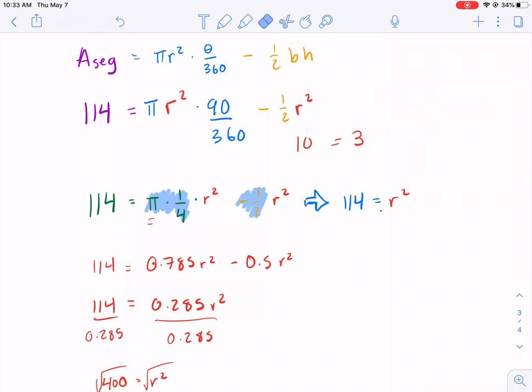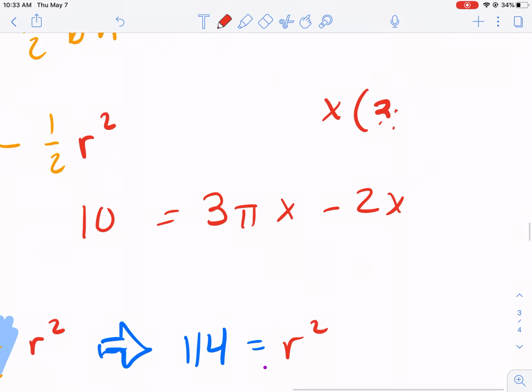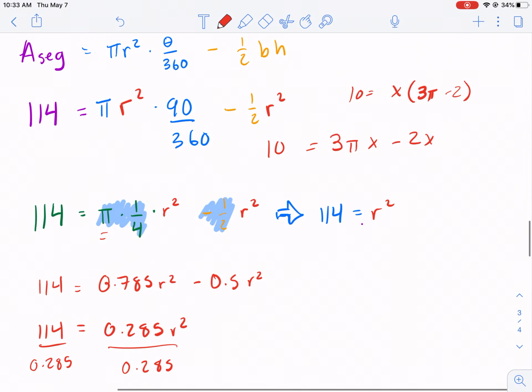This would be especially useful if I had something like this. Let me erase this real quick. If I had 3 pi times x minus 2x, I could factor out an x, and I'd be left with x times 3 pi minus 2 equals 10. Then from there, it'd be a little bit easier to solve.